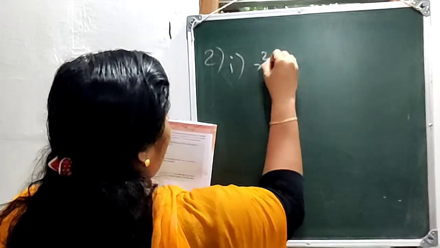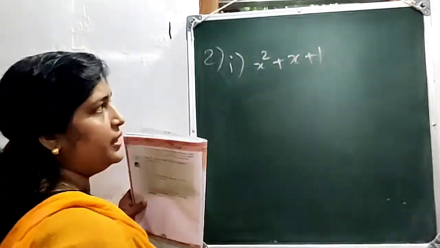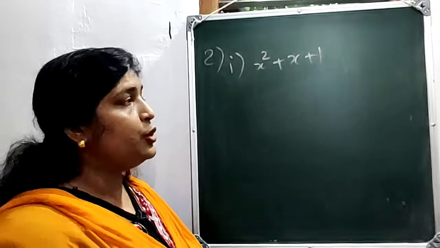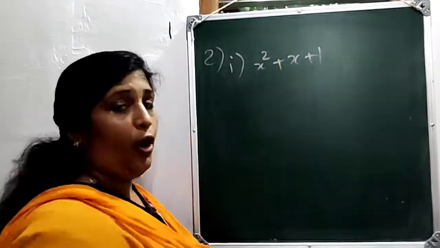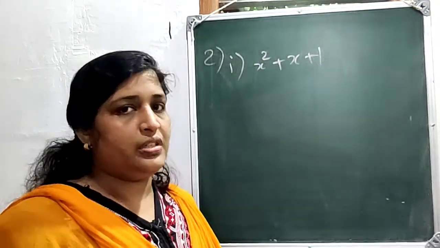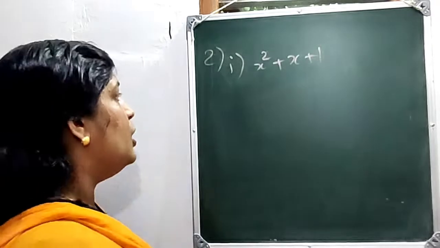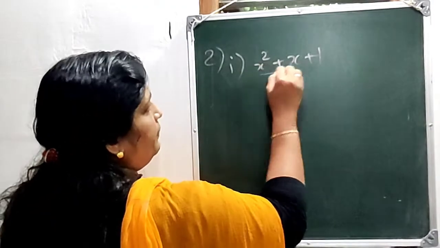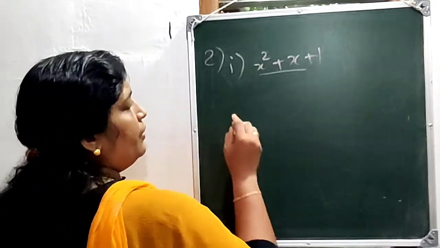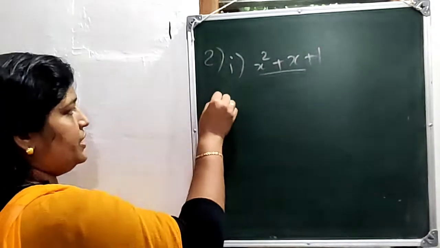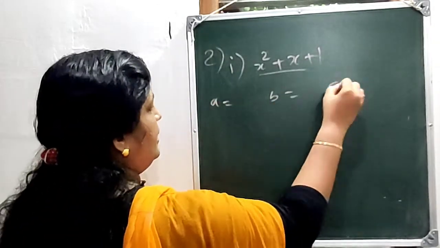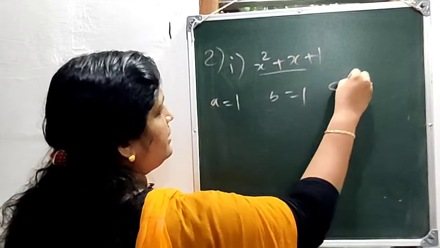Okay, x square plus x plus 1. This is our polynomial and we need to show that this polynomial cannot be written as the product of two first degree polynomials. Okay, so this is our p of x. So what is our first step? Yes, first write a, b and c. What is a, b, c? a is 1, b is 1, c is 1.